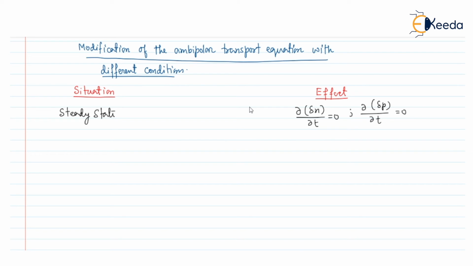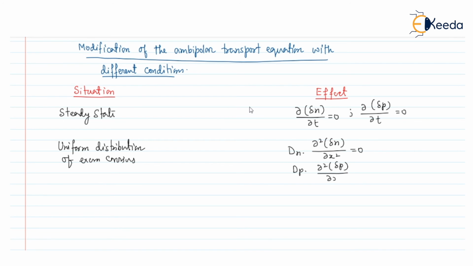Similarly, if there is a uniform distribution of excess carriers, then there will be no diffusion. So if there is no diffusion, then the first term, that is D_n del squared n by del x squared, will be 0. Also, D_p del squared p by del x squared will be 0. That is the uniform distribution of the excess carriers.